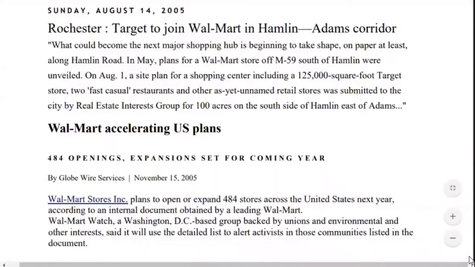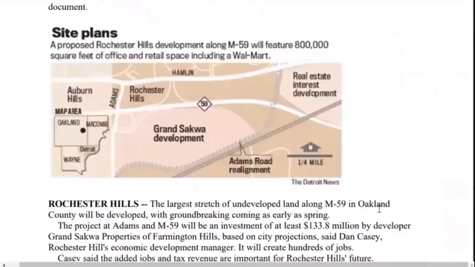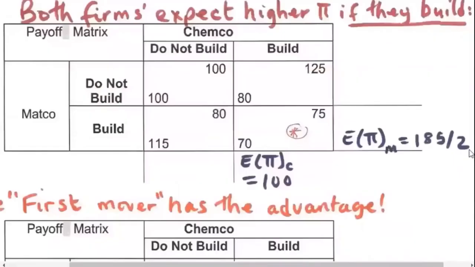Obviously, the location in Rochester Hills is just part of a very big plan. And you can see from the second article that Walmart plans to open or expand 484 stores across the US. So here again, you see the two locations. The one where Walmart is currently located is the Grand Sakwa development. And the one that was going to house the Target is the real estate interest development area to the far right. It is clear then that I could make this problem Walmart and Target, and we're talking about the corporate profits overall and how an additional store in Rochester Hills would affect their overall profitability. I hope that makes sense.